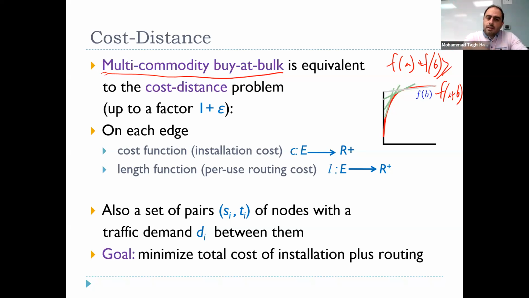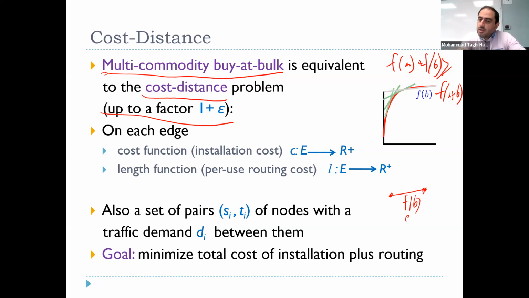So this multi-commodity buy-at-bulk is equivalent to the cost distance problem, up to a factor of 1 plus epsilon. What is this cost distance problem? The general idea is this: if you have this edge f of b, this is, again, a nice reduction. So you have an edge here that has f of b. This is this function.